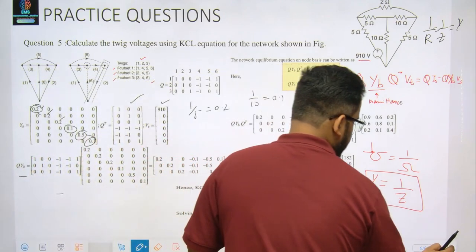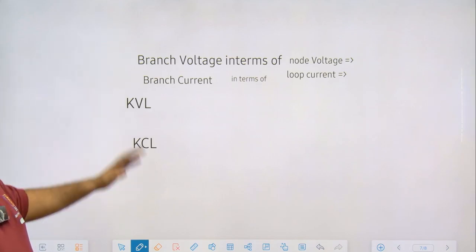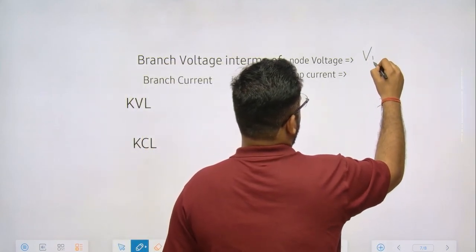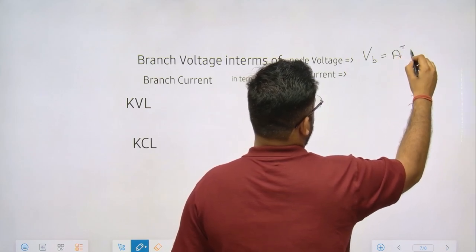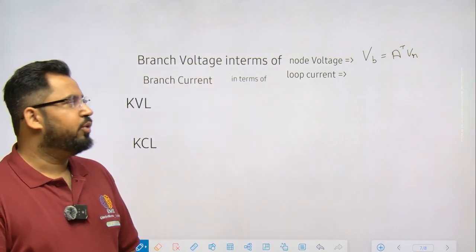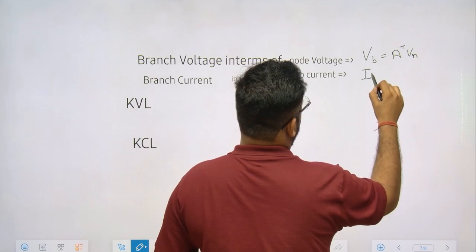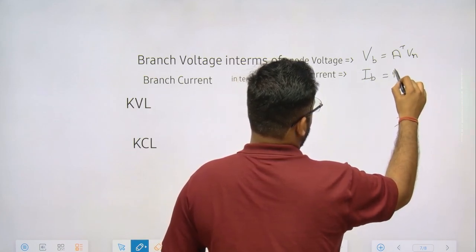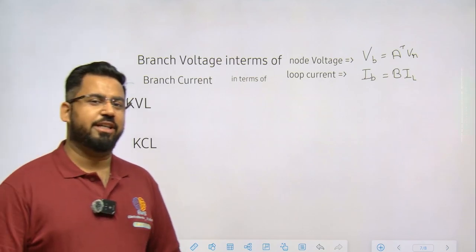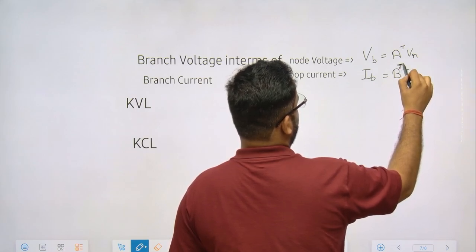Now, just for the sake of practice, these are the four basic formulas which we have used. We have used branch voltages in terms of node voltage, which is given by VB equals A transpose into Vn. Next, branch current in terms of loop current, that is IB is equal to B into IL. Is it right? Or is there something missing? There is a missing part. It is B transpose into IL, the loop current.